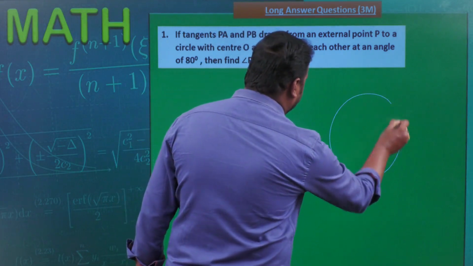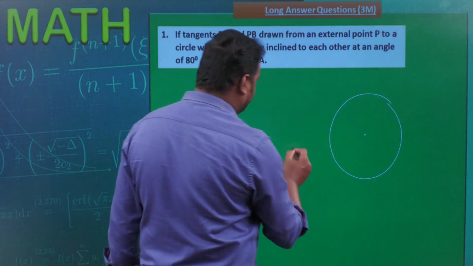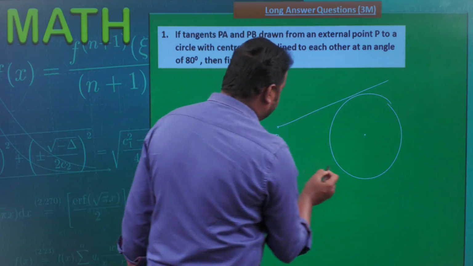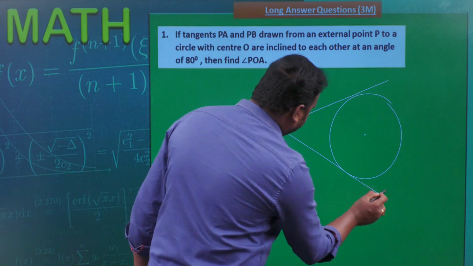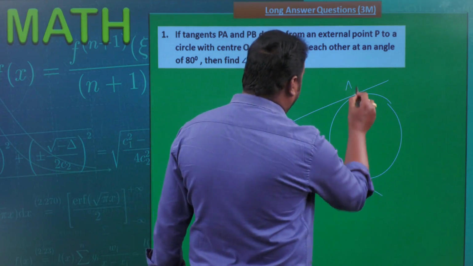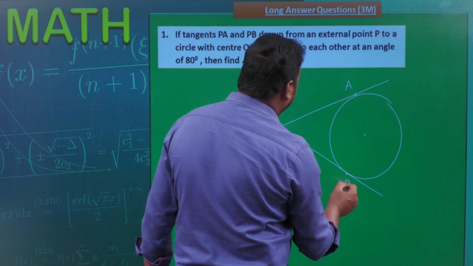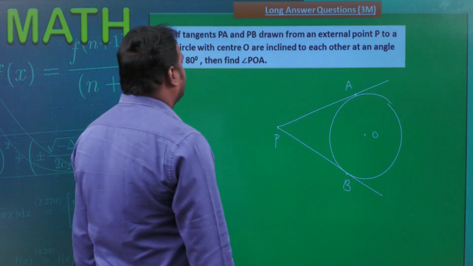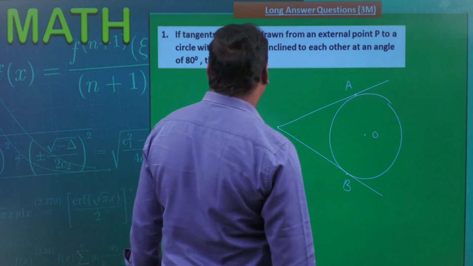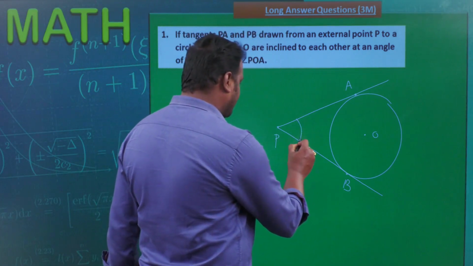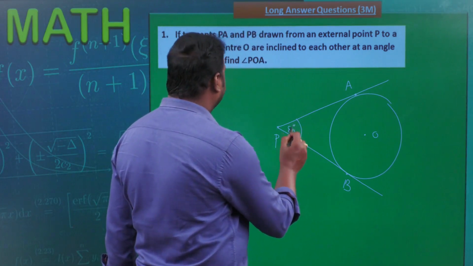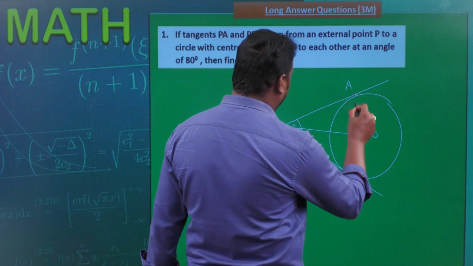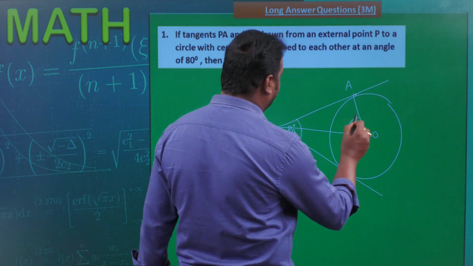so this is a circle, this is the center of the circle, this is a point P. So PA is one tangent and PB is another tangent drawn to the circle. So this point of contact is A and this point of contact is B, and of course the center of the circle is going to be O, and they are inclined to each other at an angle of 80 degrees. So this is 80 degrees. Then find angle POA. So what is angle POA? This angle is equal to how much?